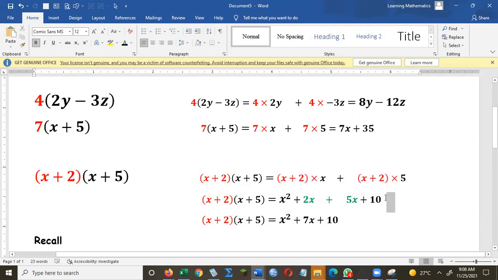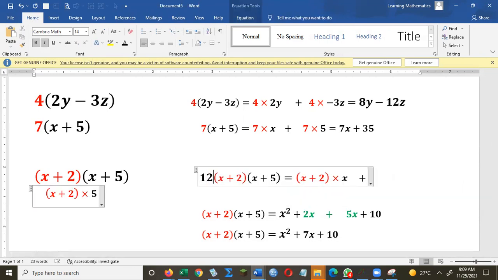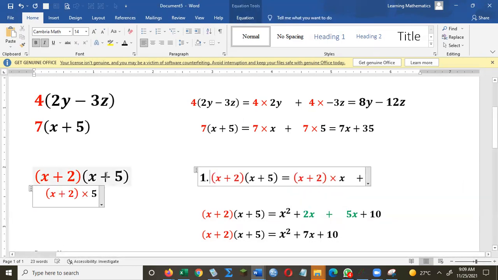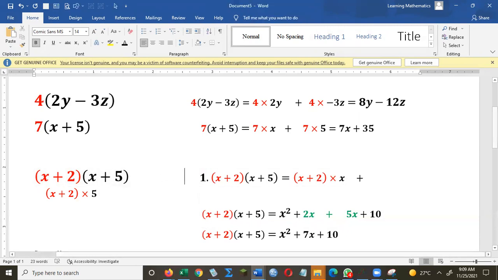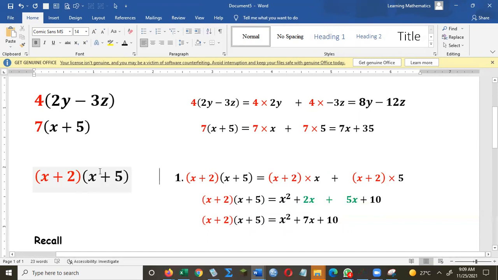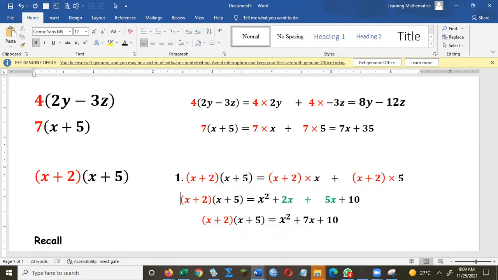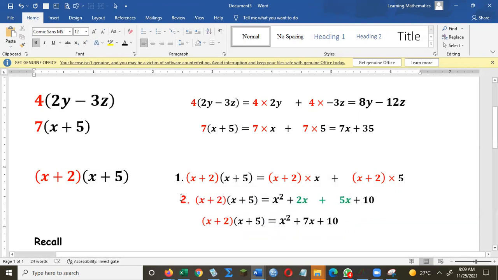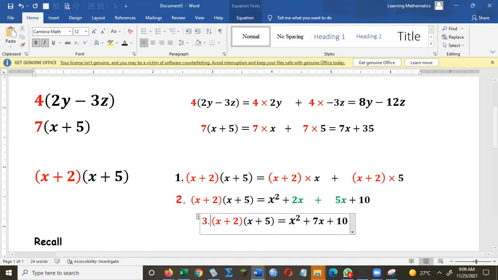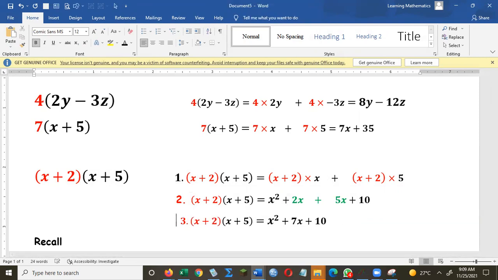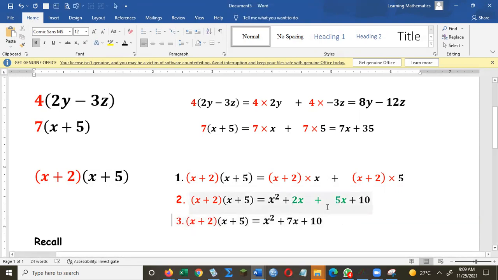So you can call that step number 1. Step number 1 is to clear the first set of brackets, in black. Step number 2 is to clear the second set of brackets, in red. Okay? And step number 3 is to simplify. To simplify, you can add the 2 central terms. 2 plus 5 will give us 7.